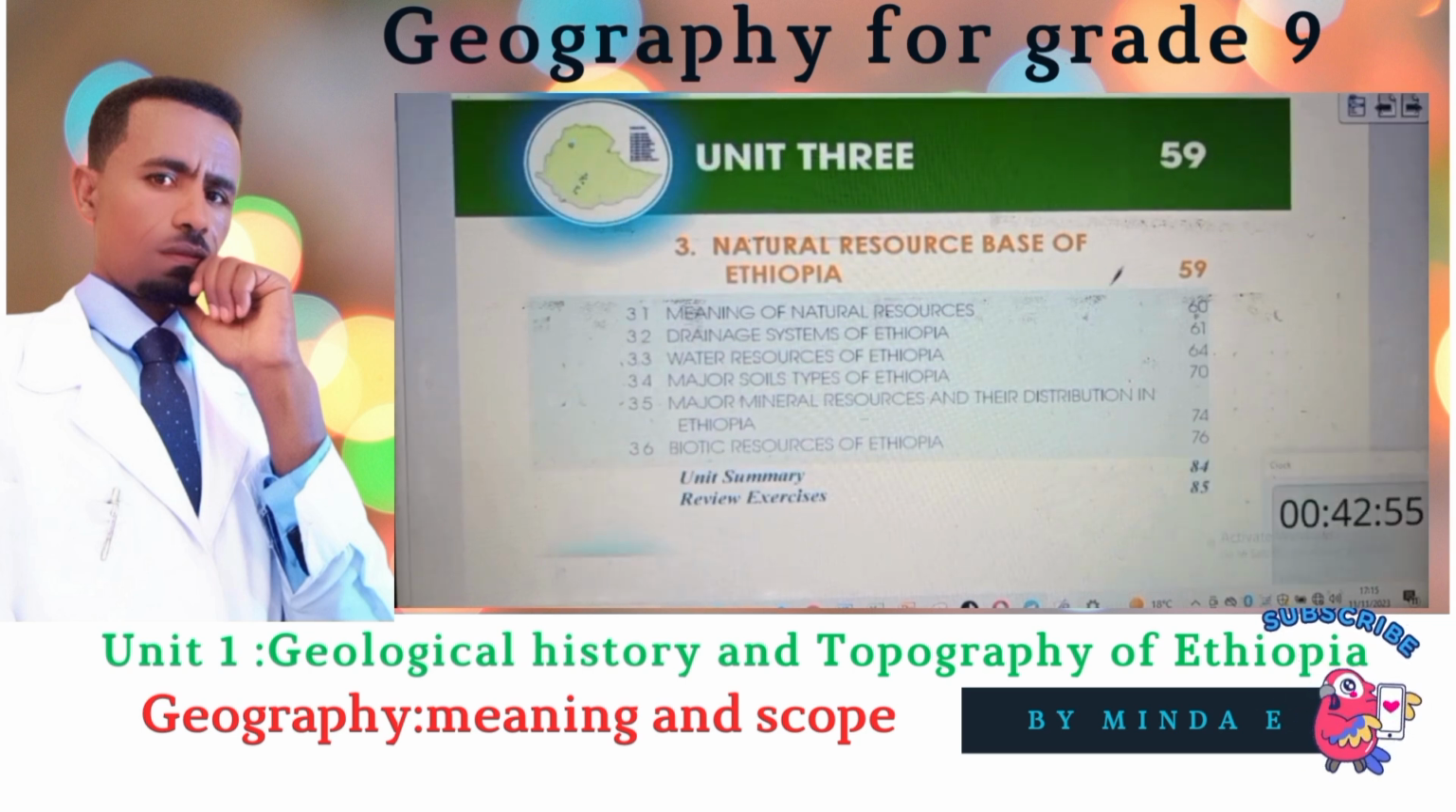Unit 3 is about natural resource base of Ethiopia. Under this unit, we will see 6 main points: meaning of natural resource, drainage system of Ethiopia, water resources of Ethiopia, major soil types of Ethiopia, major mineral resources and their distribution in Ethiopia, and biotic resources of Ethiopia.